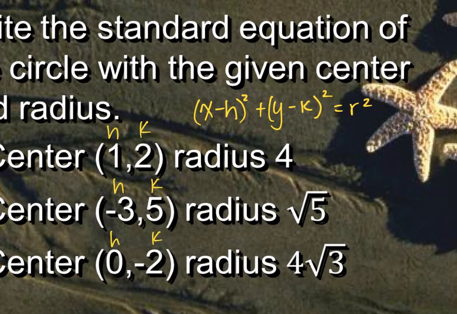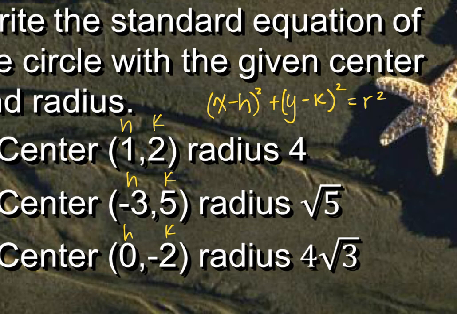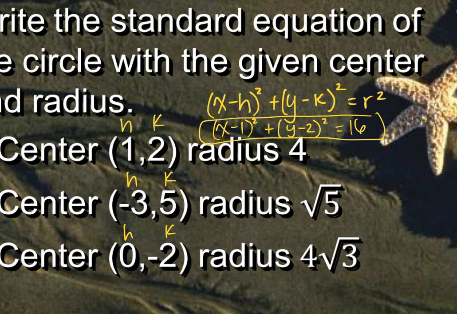What is h in this first problem? Mariana? It's 1, so we're going to write it as x minus 1 squared. What is k? 2. So y minus 2 squared. What is r? 4, so r squared equals 16. That is your answer. You don't have to simplify. You don't have to do anything, okay? It's not bad, right? It's just fill in the blanks.